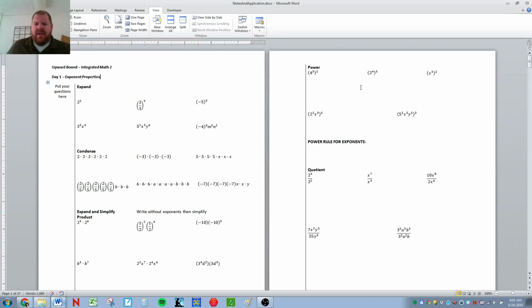This right here would be the first day's notes in the workbook. We can see that they're pretty standard, fill in the blank notes. I know this looks like a lot of work, but we're going to be doing most of this stuff together.